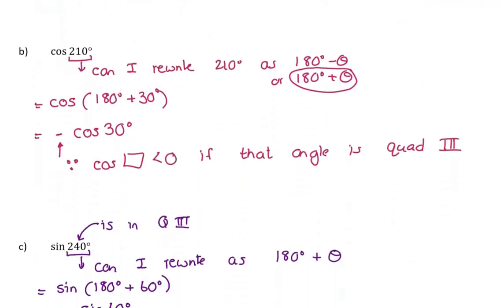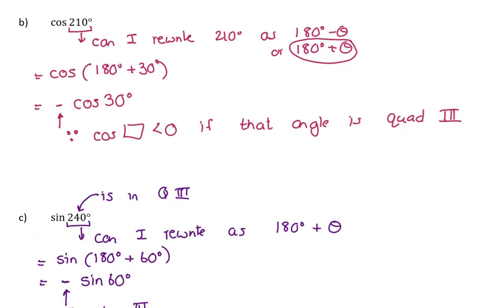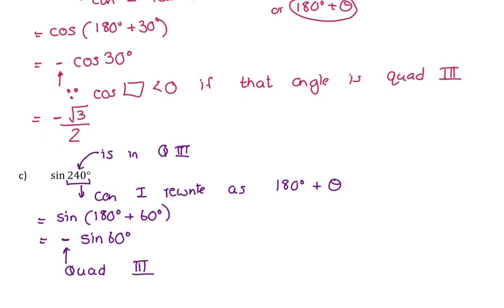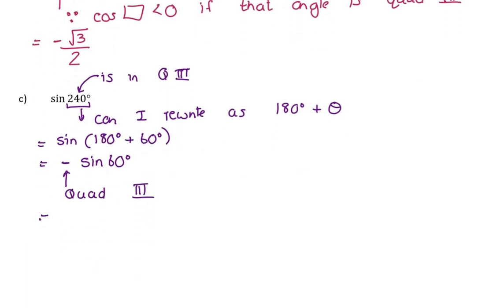Let's look at cos 210. I first reduced it to cos of 30, in fact negative cos of 30, but I know what cos of 30 is. Cos of 30 is root 3 over 2. And finally, sine of 60 is also root 3 over 2, so sine of 240 will simplify to negative root 3 over 2. So that's how I figure this out without a calculator.